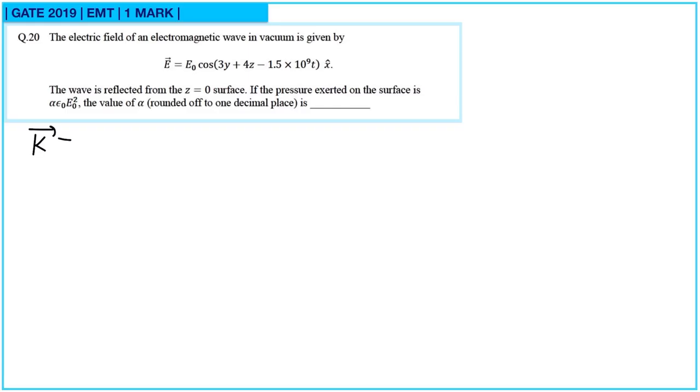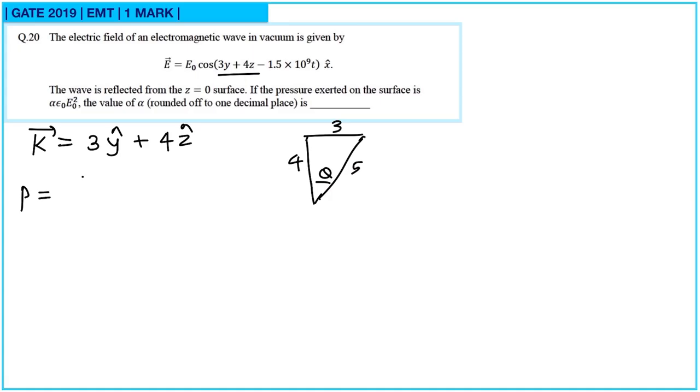So here k bar is equal to 3y cap plus 4z cap. Now in the y direction it is 3, and in the z direction it is 4. So from here we can calculate the angle between these. So this angle, if you consider theta, then this will be phi.